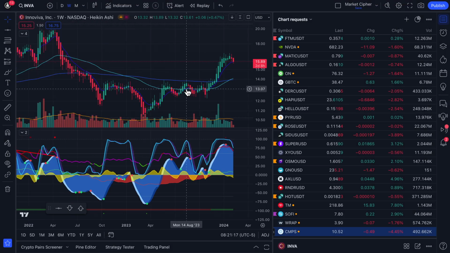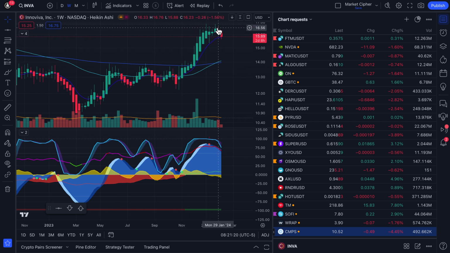Yeah, boy. Okay. Again, this is what we like to see. Big breakout above it. Now let's wait for the pullback back into it. INVA.